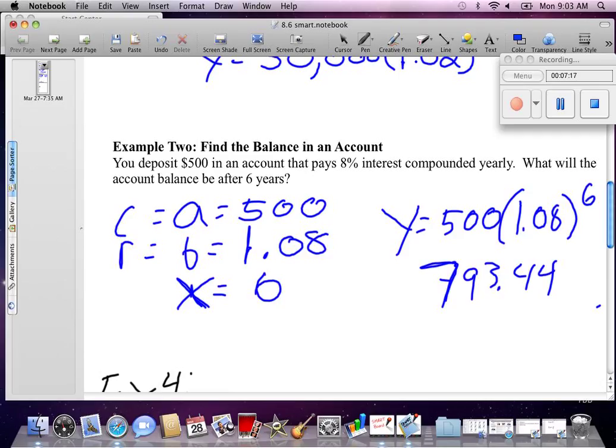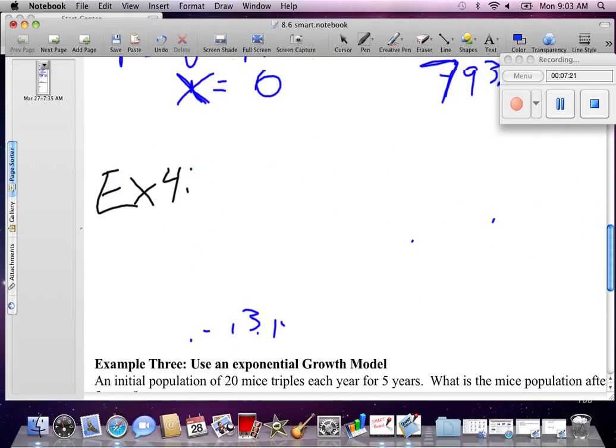All right, let's try example number 4. I'm going to read this out loud, but then I want you guys to try this on your own. You deposit $750 in an account that pays 6% interest compounded yearly. What will the balance be after 10 years? So label it. What's the A? What's your initial amount? What's the B? What's your rate? What is the percentage? What's your X? What's your years?